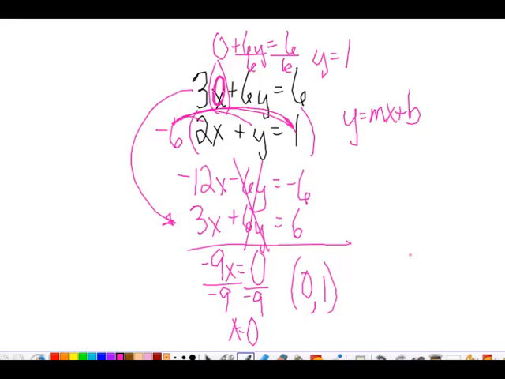I think we have a couple more minutes. Let me show you one more that you might need to change both of them. Let's try one like this. 4x minus 4y equals 12, and 3x plus 2y equals 4.